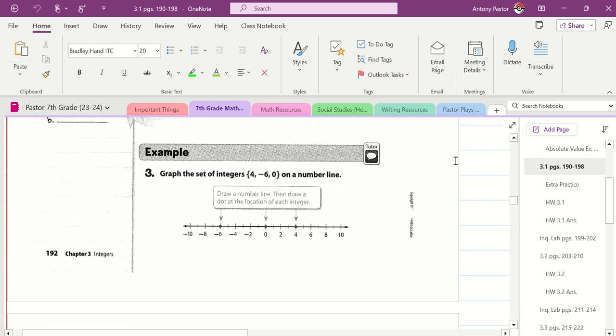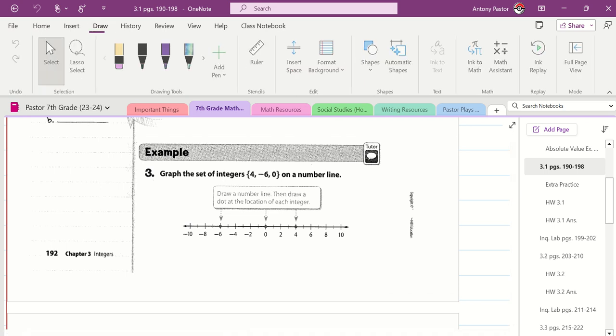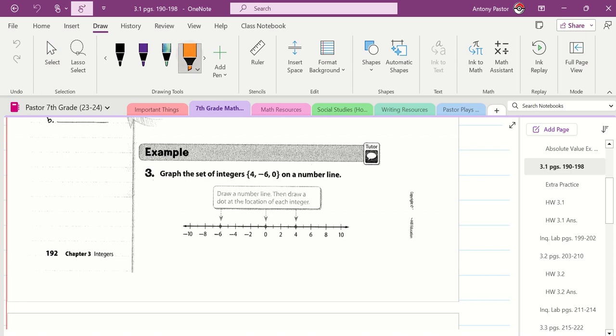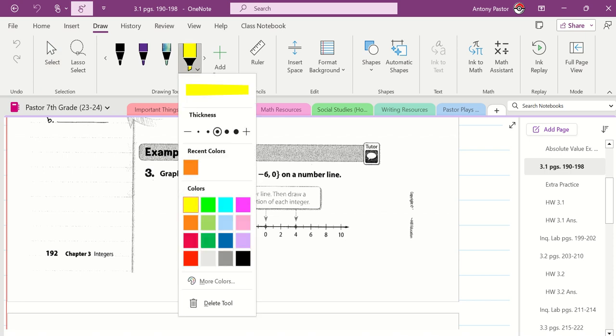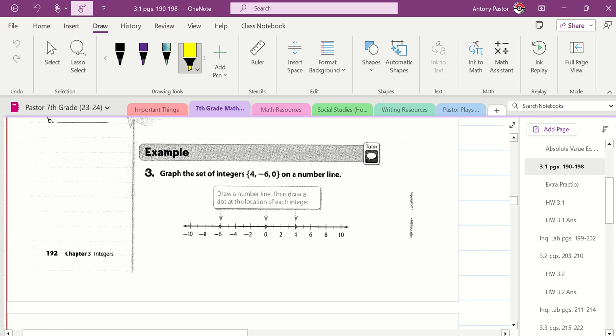Graph the integers positive 4, negative 6, and 0 on the number line. Now let's see if we can get a highlighter here. There we go. So positive 4 is going to be on the right of 0, and luckily 0 is one of the numbers they want us to graph. So there's 0 and positive 4, and negative 6 will be to the left of 0 right here. Pretty straightforward.